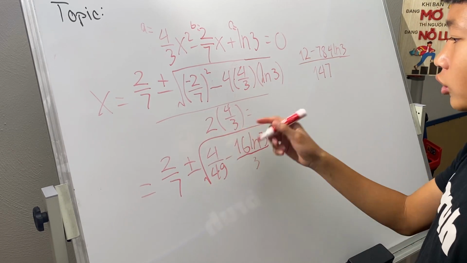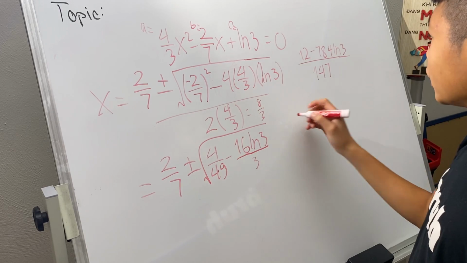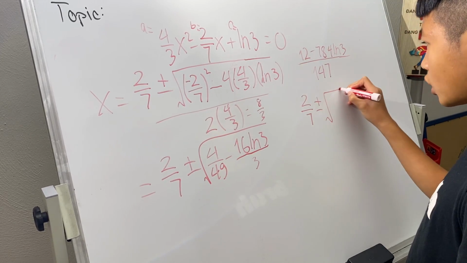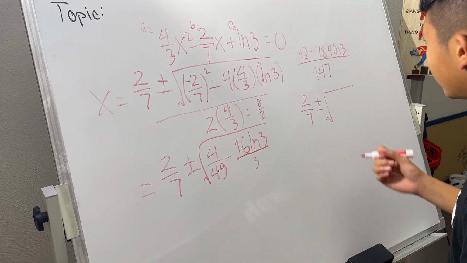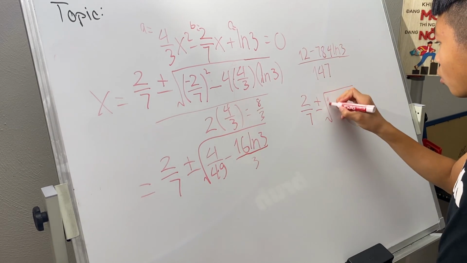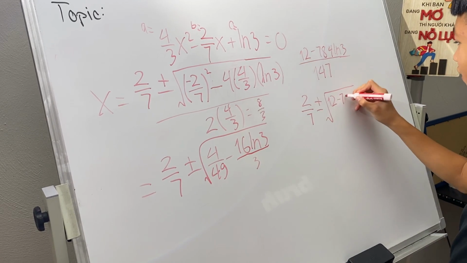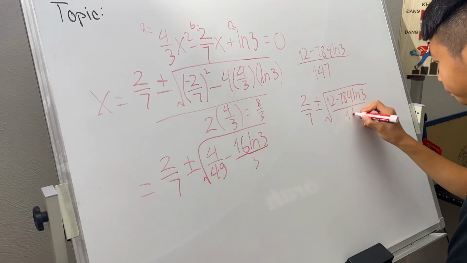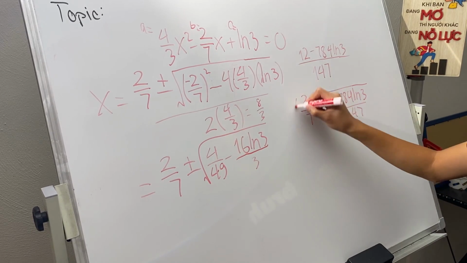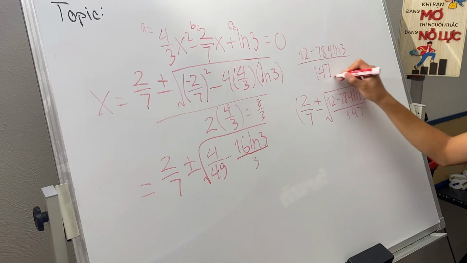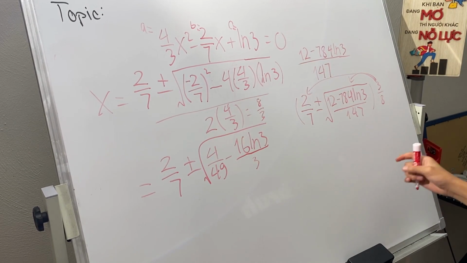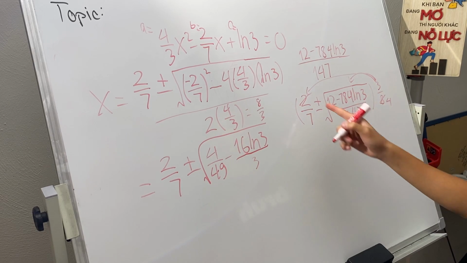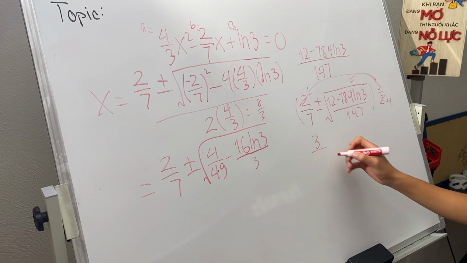And if you calculate right here, this will be 8/3. Just being multiplied by, so you get 2/7 plus or minus the square root of, you probably cannot subtract this because this is a multiple, minus 784 ln of 3 over 147. Divided by 8/3 just means multiply by 3/8. Let's distribute all this. Okay, if you distribute this can cancel to a 4. So we get 3 on top like this, over 7 times 4, which is 28.